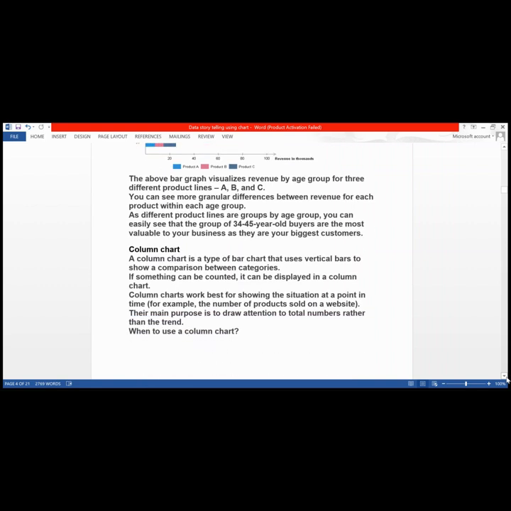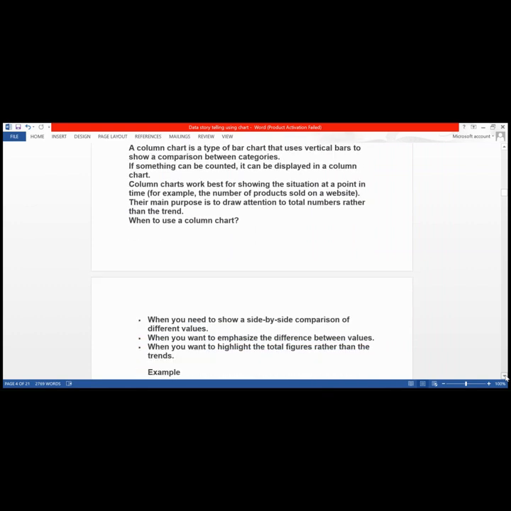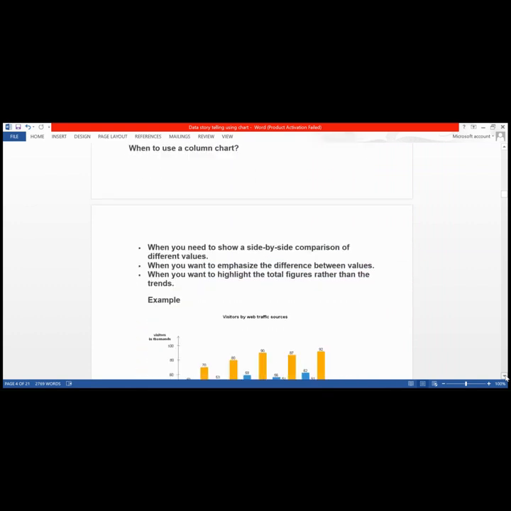Now, a column chart is the same thing as a bar chart. It uses vertical bars to show a comparison between categories. If something can be counted, it can be displayed in a column chart. Column charts work best for showing the situation at a point in time, for example, the number of products sold on a website. When to use a column chart: when you need to show a side-by-side comparison of different values, when you want to emphasize the difference between values, and when you want to highlight the total figures rather than the trend.